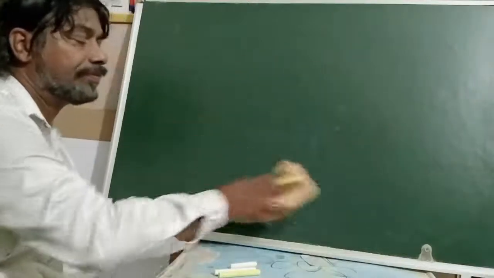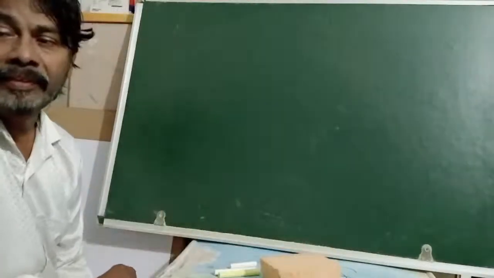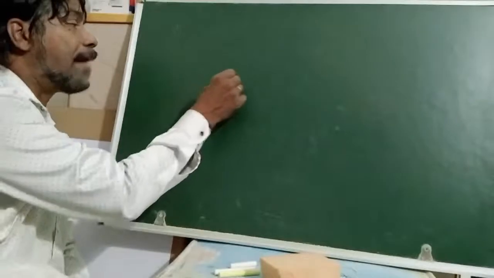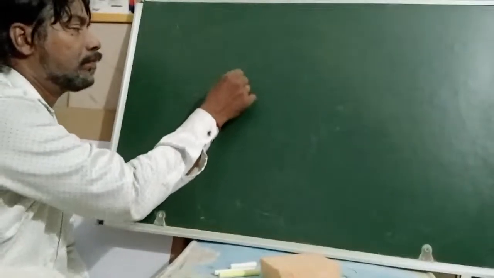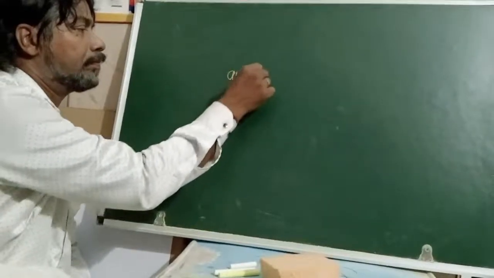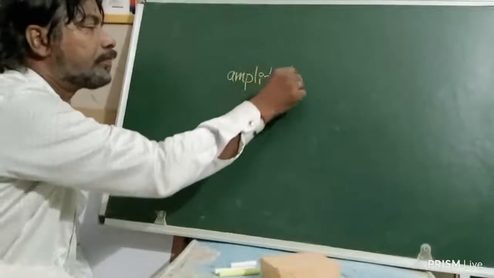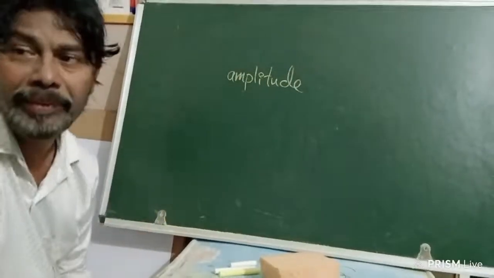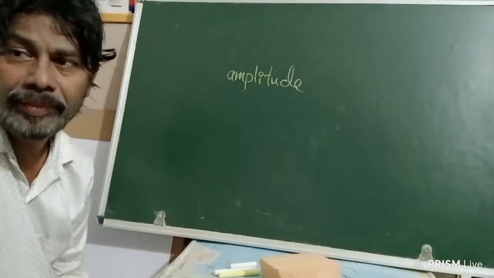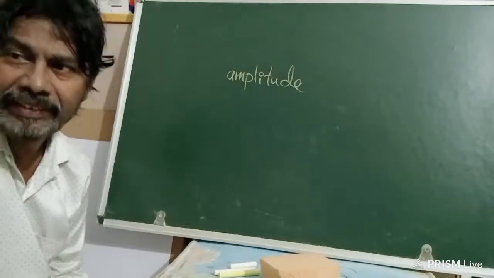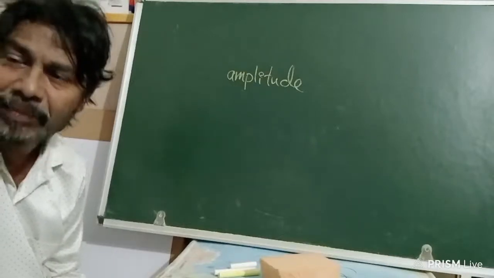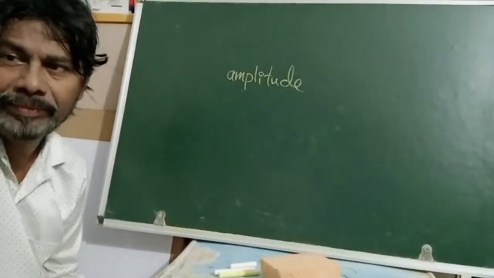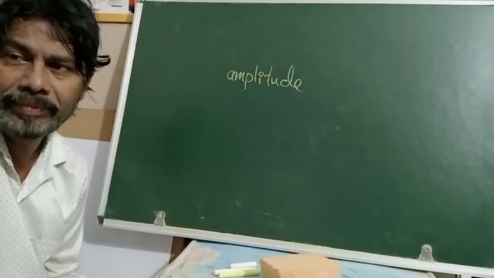Next thing, amplitude. What is an amplitude? The maximum distance covered from its center point is called the amplitude of that particle.